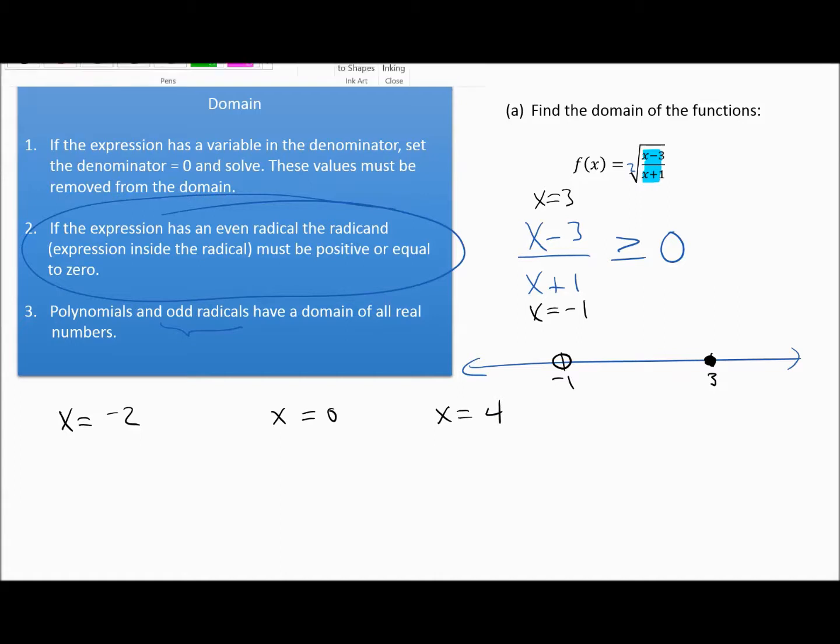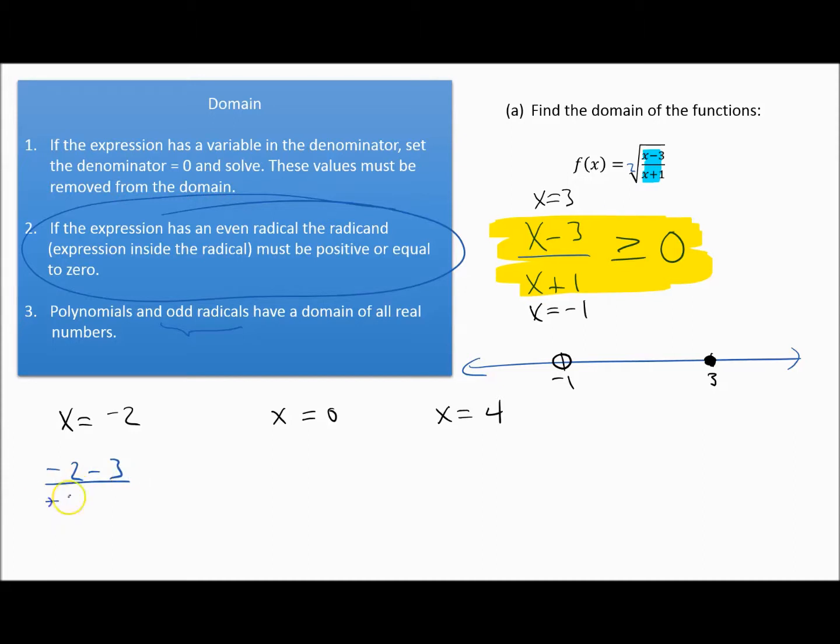What am I going to plug it into? This guy right here. Because what I'm trying to do is determine if that highlighted expression is true or false when I substitute in for x. Okay? Here we go. We've got negative 2 minus 3 in the numerator, negative 2 plus 1 in the denominator. That must be greater than or equal to 0. Well, let's find out. Negative 2 minus 3 is negative 5. Negative 2 plus 1 is negative 1. Negative 5 over negative 1 is positive 5. Is that greater than or equal to 0?